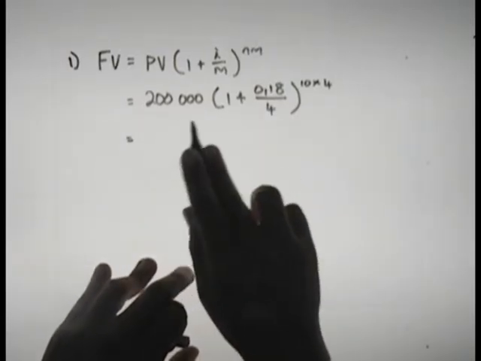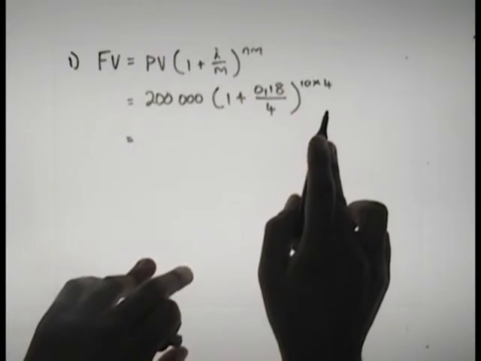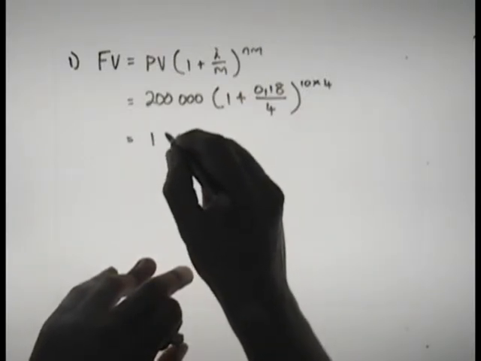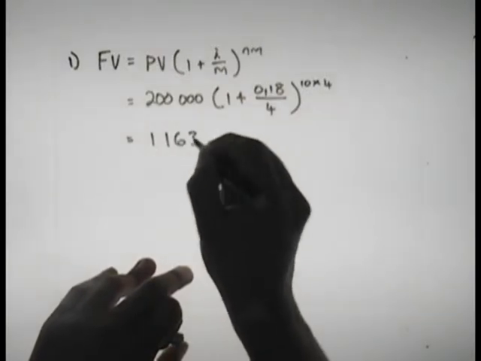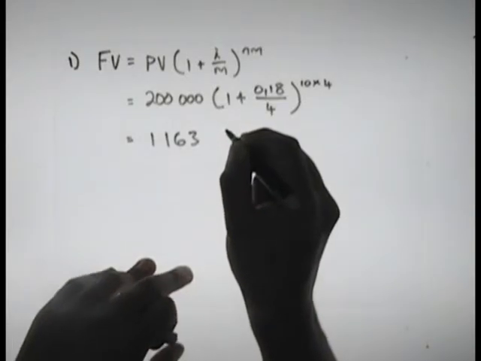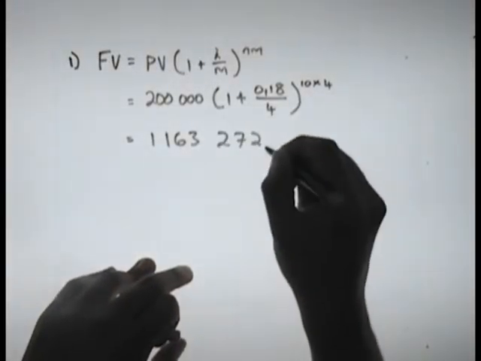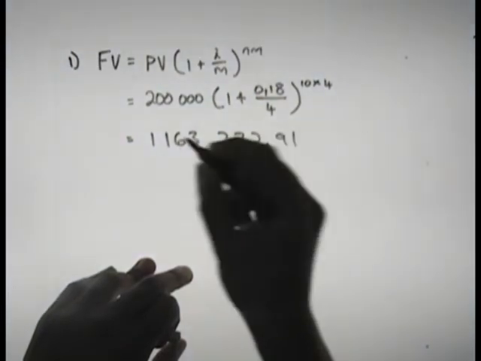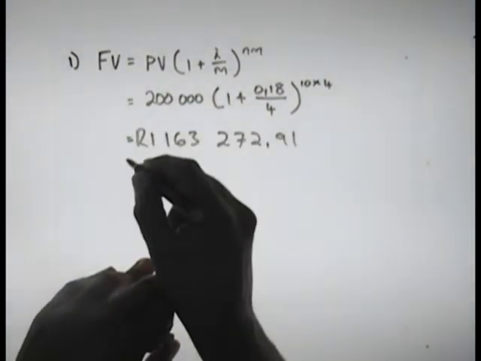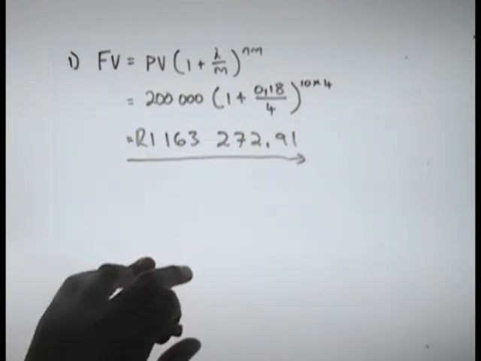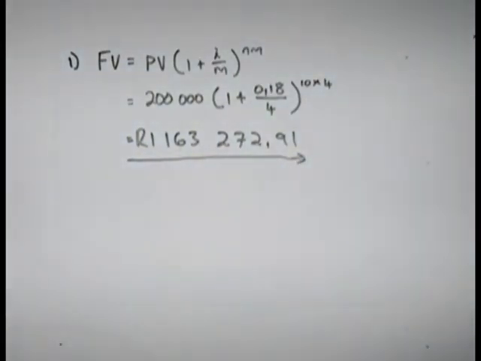If you plug this straight into your calculator, you will get an answer of 1,163,272 Rand and 91 cents. And that is your answer. That is what your money is going to be worth at the end of 10 years.